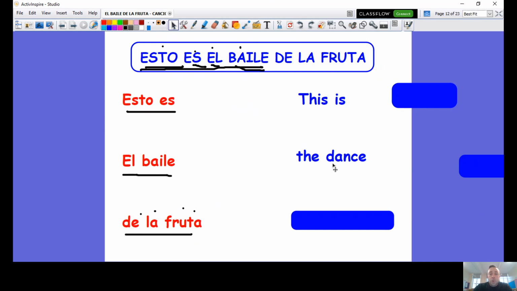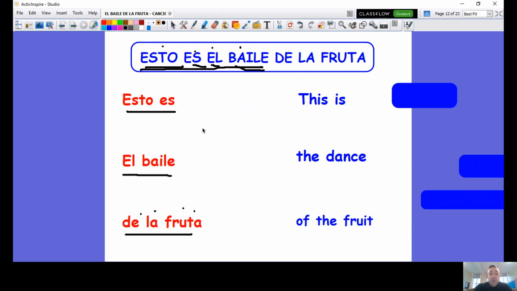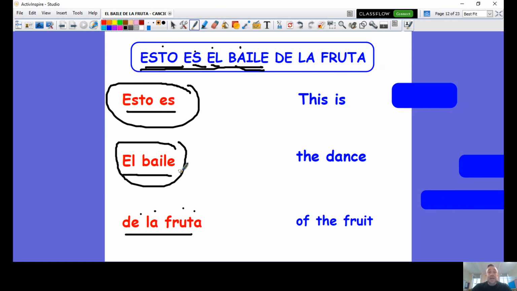Now, this is an important part of the song because we're going to be repeating that four times between each fruit. That's a lot of repeating. So let's get this really perfect before we begin. My turn, your turn. We're starting here. Esto es el baile de la fruta.